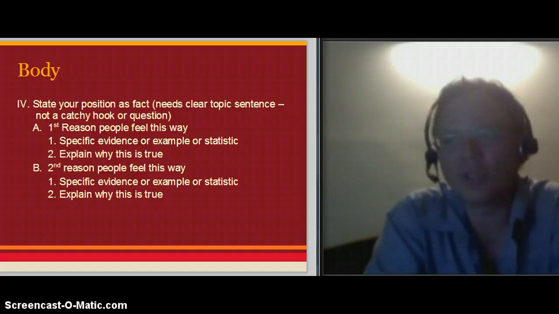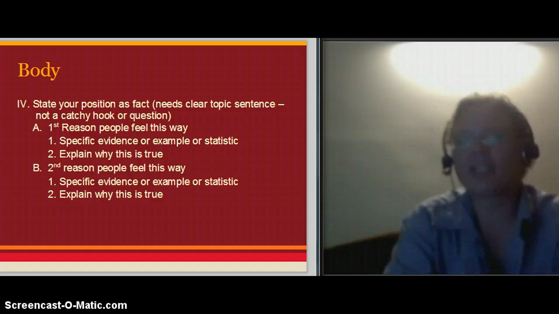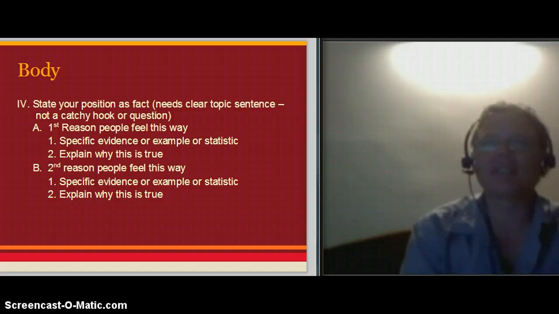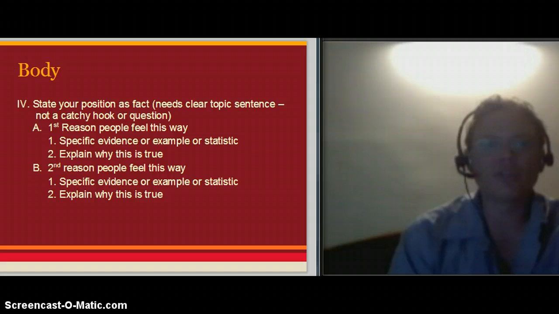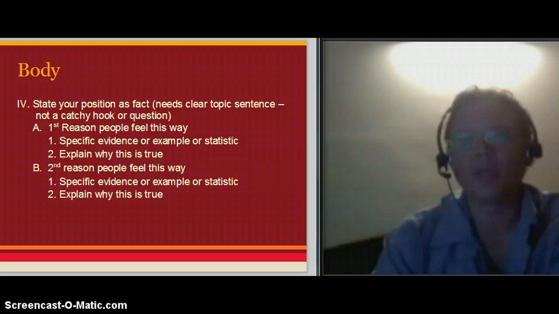So you give the reason people feel this way, you give the specific evidence or example or statistics, again explain why it's true, and then that's the same for the second point. And you can use more than 2 points. This is just to get you started. We don't want to have one side have 10 points and the other side only covers 2 points, because that's going to make your paper seem like it's not even-handed.